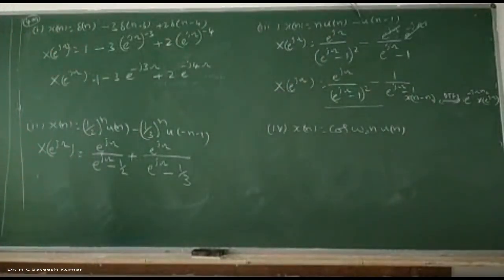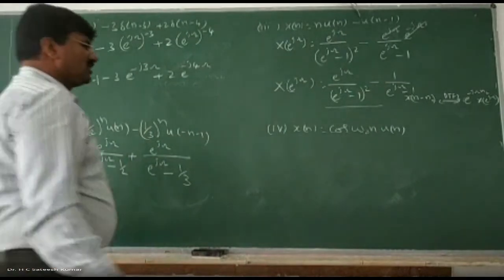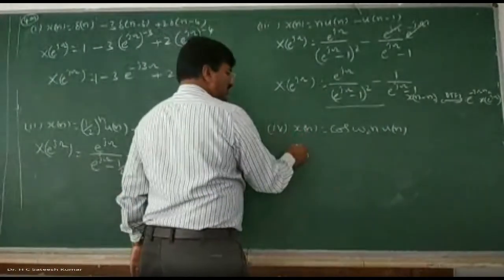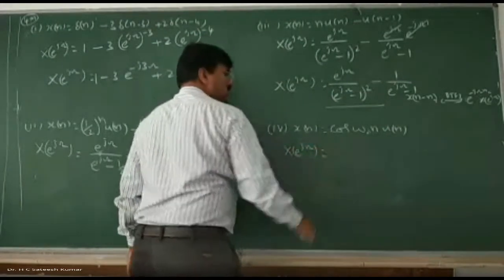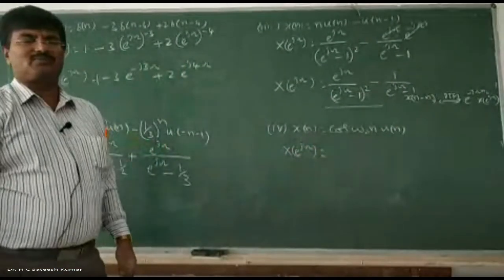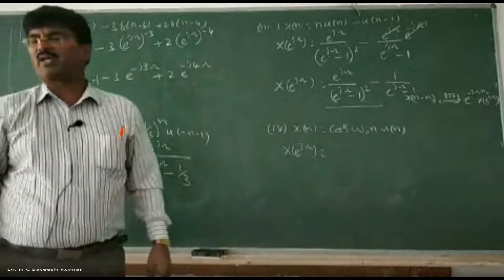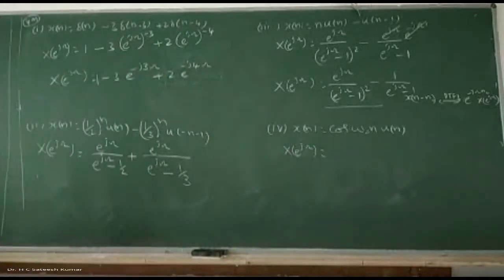And what is the z transformation of this one, or the DTFT of this one? So x of e to the power of j omega is equal to what? What is the z transformation of this one? The z transformation of cos omega naught into u of n is what? Z square minus z cos omega divided by z square minus 2z cos omega plus 1. That was the z transformation.